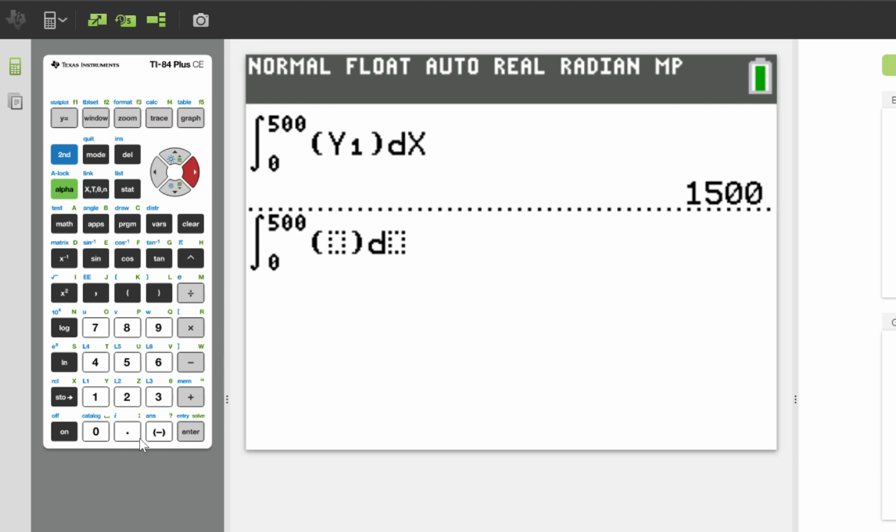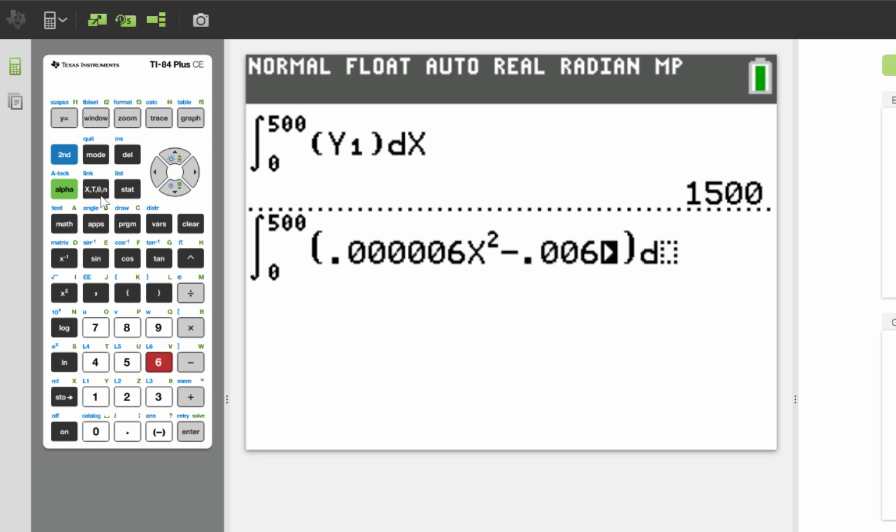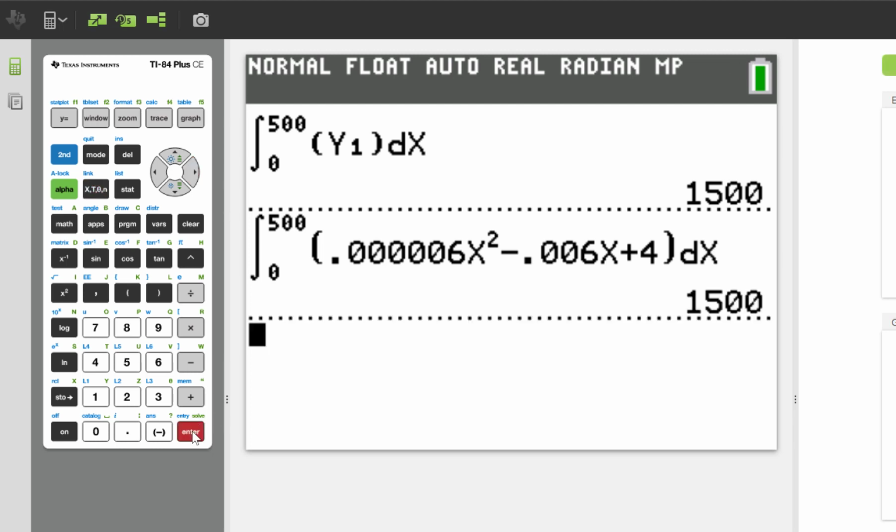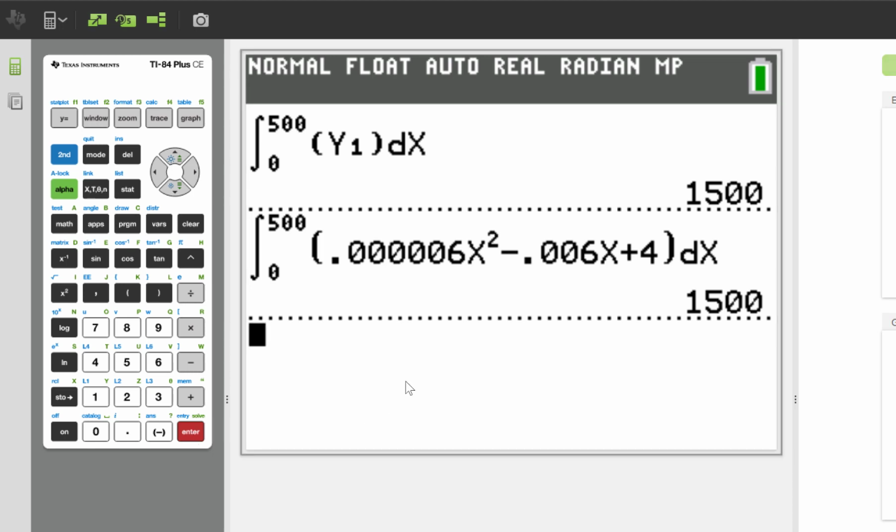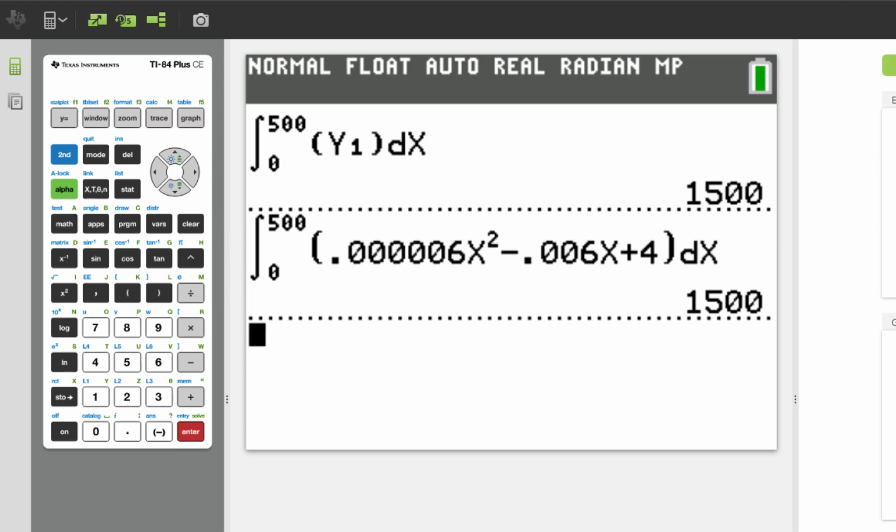So we're going to type in 0.00006x squared, and then make sure you go back in the parentheses and, after the x squared, you want to go minus 0.006x, and then plus 4, and then right arrow key until you get to the dx part and type in that x variable and press enter, and you also get 1,500. So you could also do it this way and it would turn out perfectly fine. So that is our answer for that definite integral that we just did for our problem.